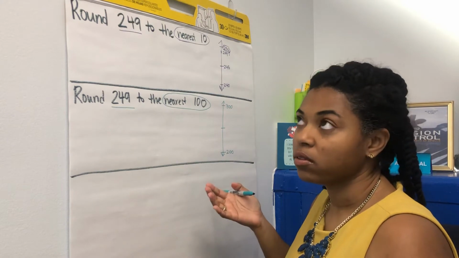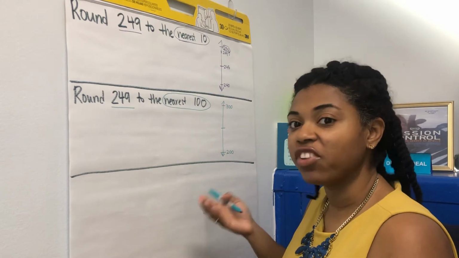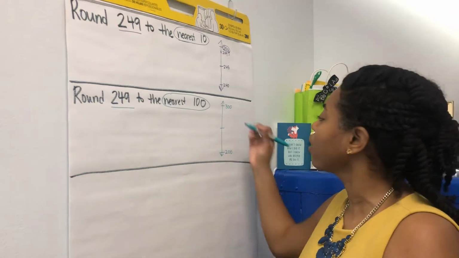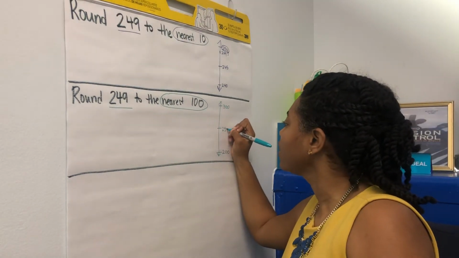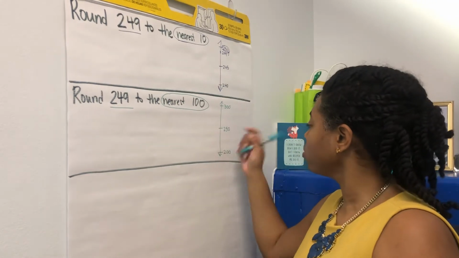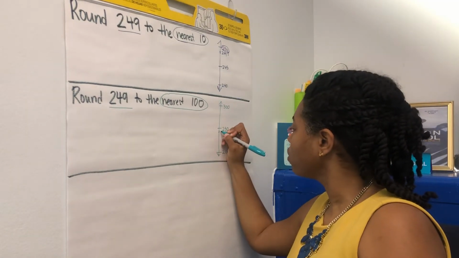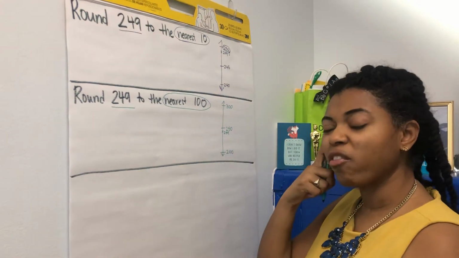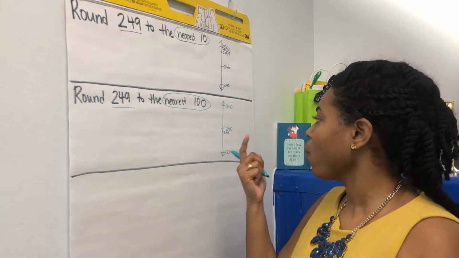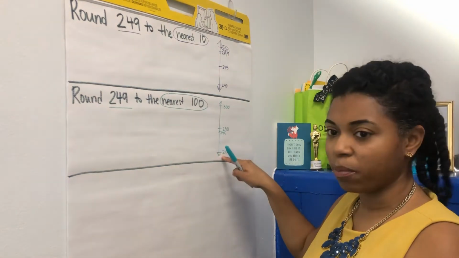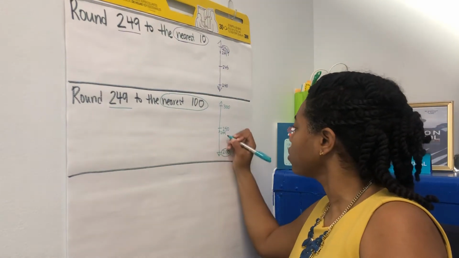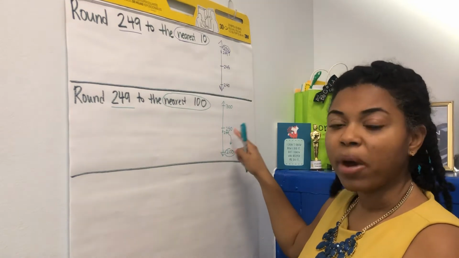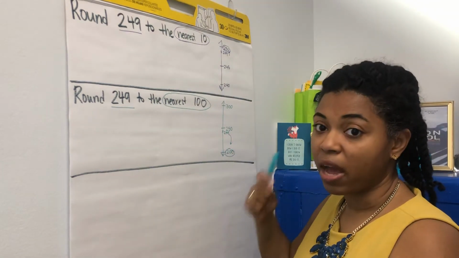Half of 100 is 50, so halfway between these two numbers is going to be 50 more than my lower landmark. So it must be 250. Now let me put my number there. 249 is right below 250. Is my number going to round up or down? It's going to round down because it's closer to 200. It's not above the midpoint, because remember, midpoint and up rounds up.